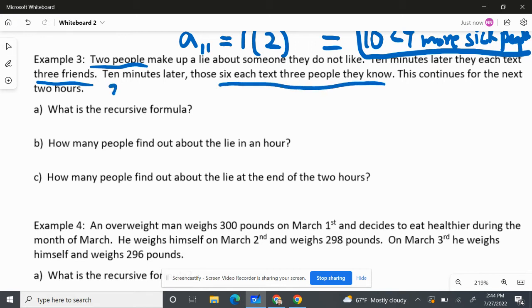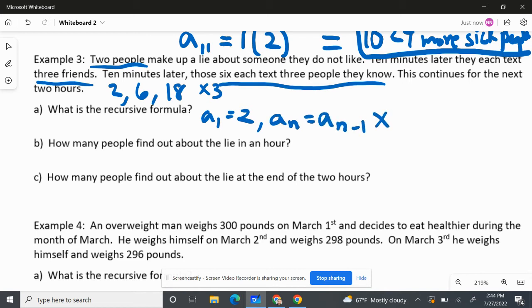So the first one is 2. Each of them does 3 friends, so then it's 6. And then those 6 do 3, so that would be 18. So the recursive formula, notice that we're multiplying by 3, would be a sub 1 equals 2. A sub n equals a sub n minus 1, and then I'm going to multiply it by 3.